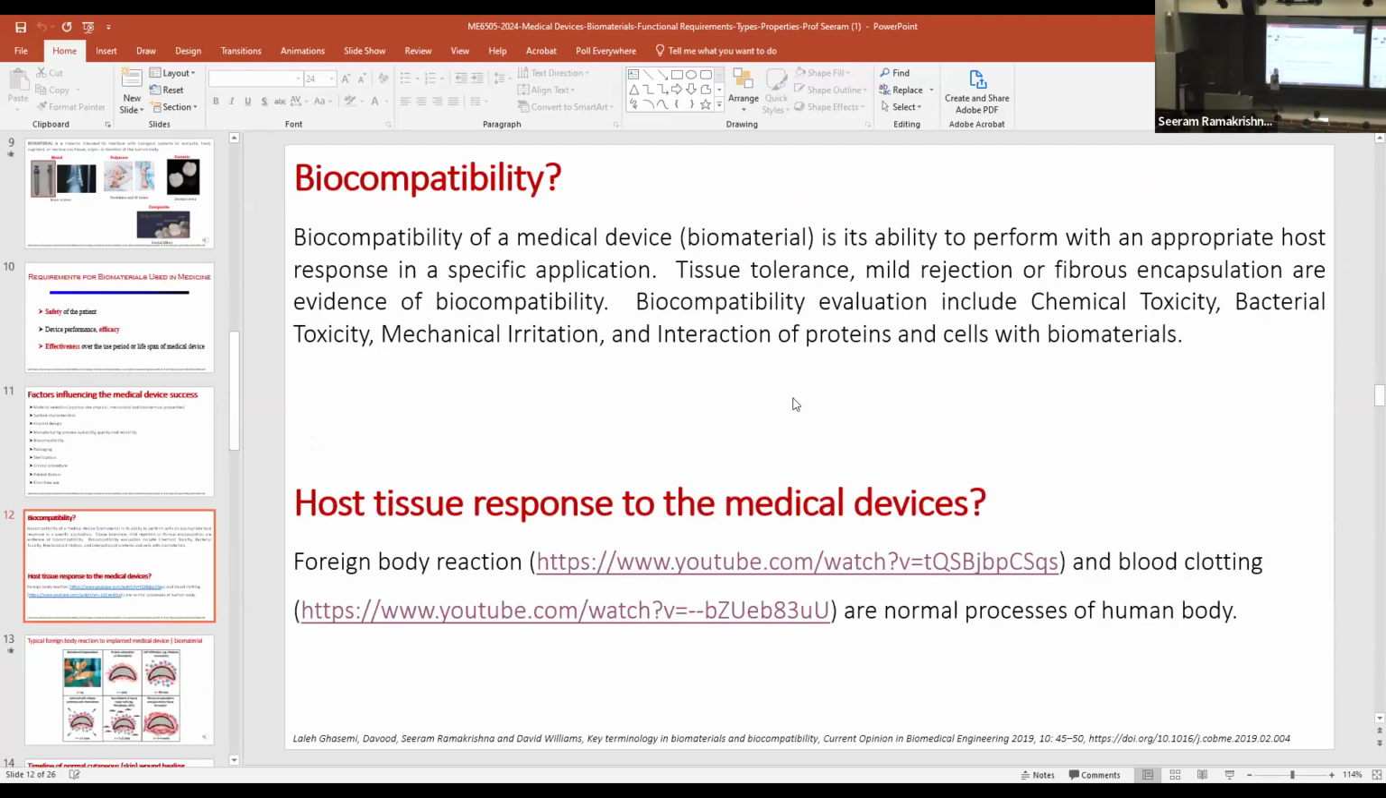So an important aspect of this one is biocompatibility. All biomaterials, we normally say, should have biocompatibility. It's defined as its ability to perform with an appropriate host response in a specific application. Tissue tolerance, mild rejection, or fibrous encapsulation are evidence of biocompatibility. And biocompatibility evaluation involves chemical toxicity, bacterial toxicity, mechanical irritation, and many others. I will show the list.